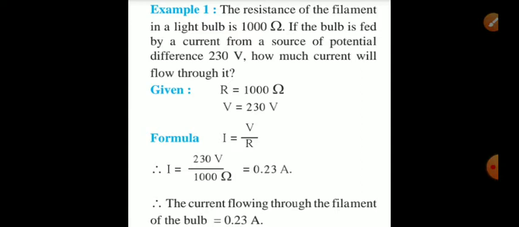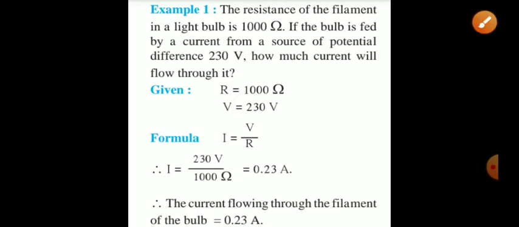Now these are some examples based on Ohm's law. So the example is: the resistance of a filament in a light bulb is 1000 ohm. If the bulb is fed by current from a source of potential difference 230 volt, how much current will flow through it? So the given data is resistance, which is 1000 ohm, and potential difference, which is 230 volt. You can see here.